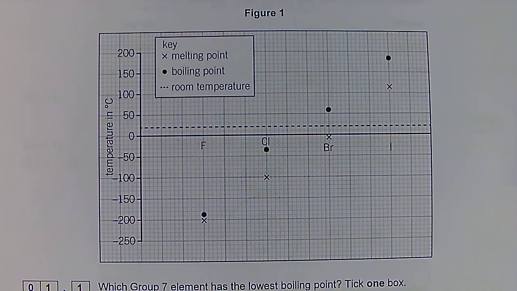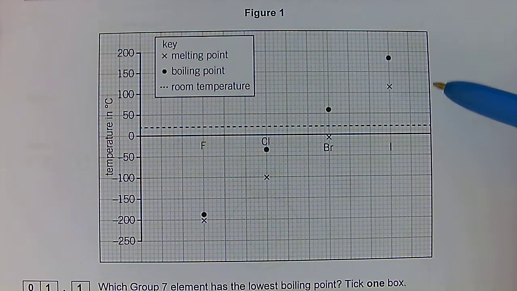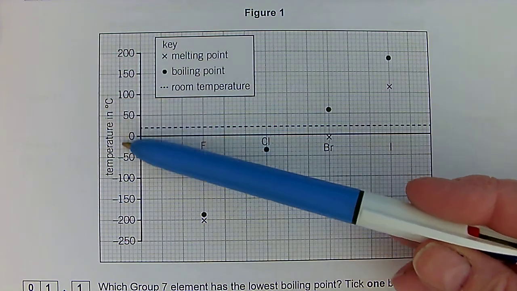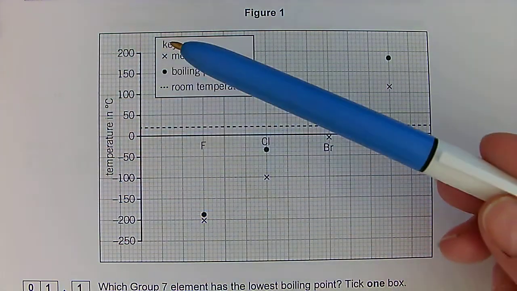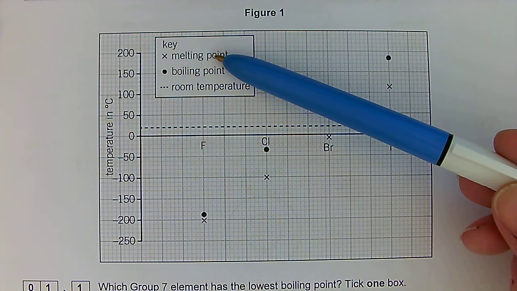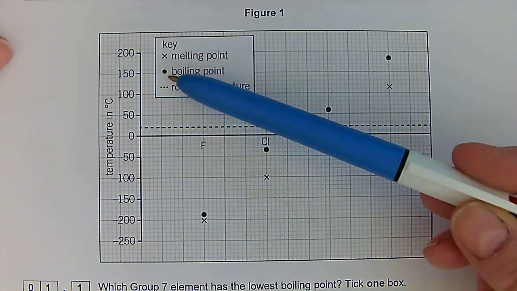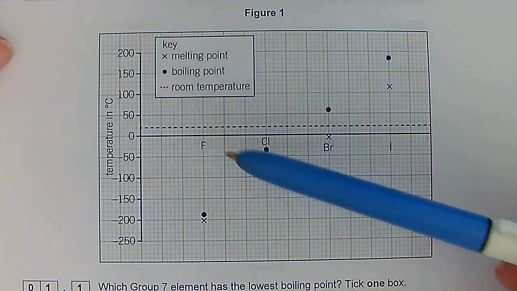Okay, so here's a little bit of feedback on the graphs that I marked as part of your periodic table exam test. So this was the very first question, and I felt that when you did this you didn't really look at the information. The information here is giving you the temperature in degrees C, and the key is saying that X is the melting point and this dot is the boiling point.